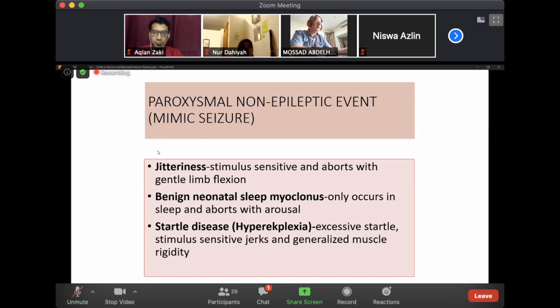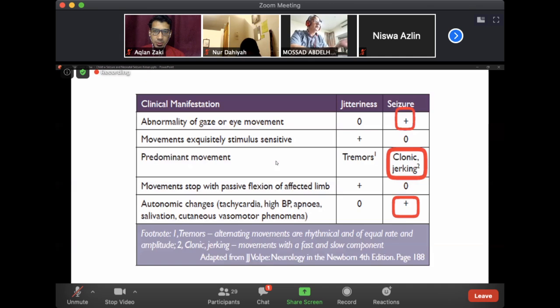It includes jitteriness, in which the movement is stimulus sensitive and it stops whenever the limb is flexed gently. Next, there is also benign neonatal sleep myoclonus, which occurs in sleep and aborts with arousal of the patient. And then there is startle disease, or hyperekplexia, which is excessive startle, stimulus-sensitive jerks, and generalized muscle rigidity. So this table differentiates the manifestations of the conditions that mimic seizure from the actual seizure.